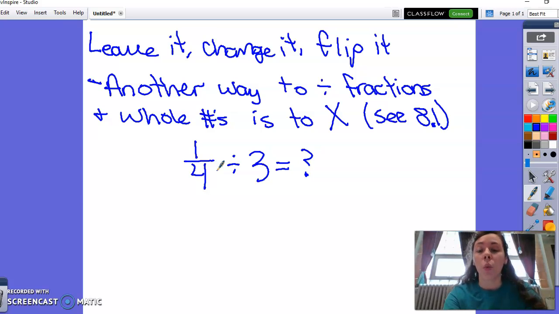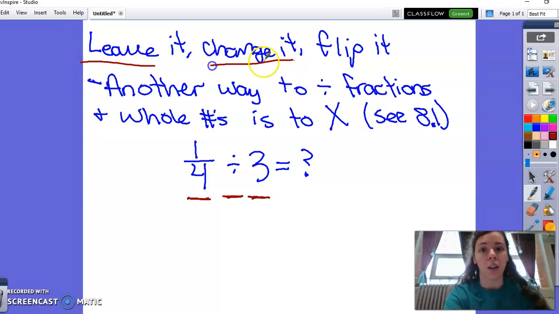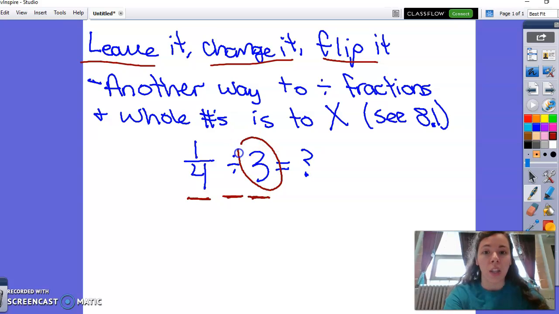So when we do the leave it, change it, flip it, we're looking at three separate things. Let me change my color here. We're looking at the first number, the operation, and the second number. Just like there's three directions, leave it, change it, flip it, we're looking at three different parts of our problem, okay? Before I get any further in this, I'm going to have you look at this number right here, that whole number 3.